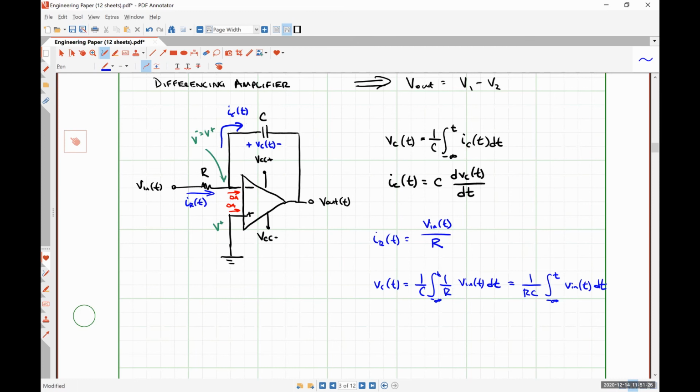Okay, so now the question is, how do I relate this thing to Vout? Well, the voltage at the positive polarity terminal with respect to ground is zero. And the voltage at the negative polarity terminal of my capacitor with respect to ground is Vout. So what that means is that Vout as a function of time is simply negative VC as a function of time, which is negative 1 over RC, the integral from negative infinity to t of Vn dt. So guess what this guy is called? An integrator. All it does is integrate our input signal.